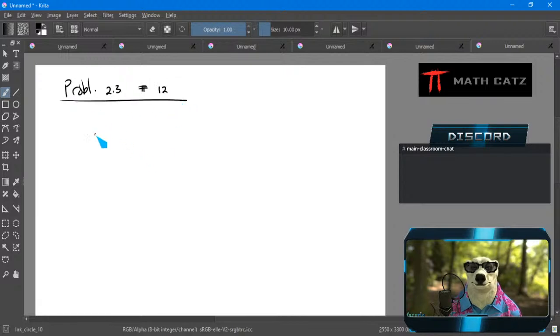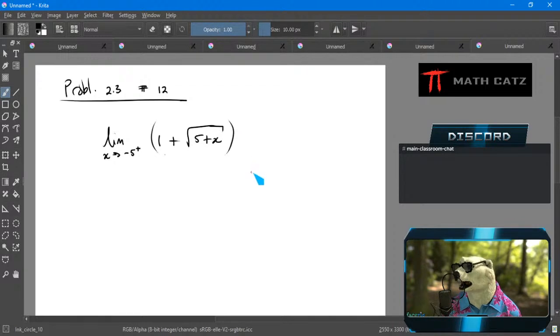Number 12 first. 12 is the limit of x approaching negative 5 from the right of 1 plus the square root of 5 plus x. Close the square root. Put brackets around if you like. Do whatever you like. Okay, I see a square root.